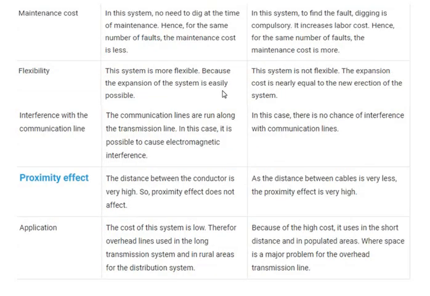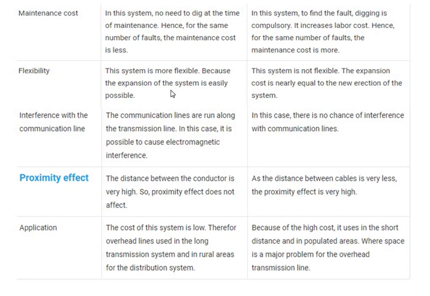Depending upon the maintenance cost, we can see in overhead line it is much lesser as compared to underground, because there is a cost of digging, then there is labor cost, and to find a fault digging is compulsory, so it increases the labor cost. So maintenance will be more in case of underground cables.